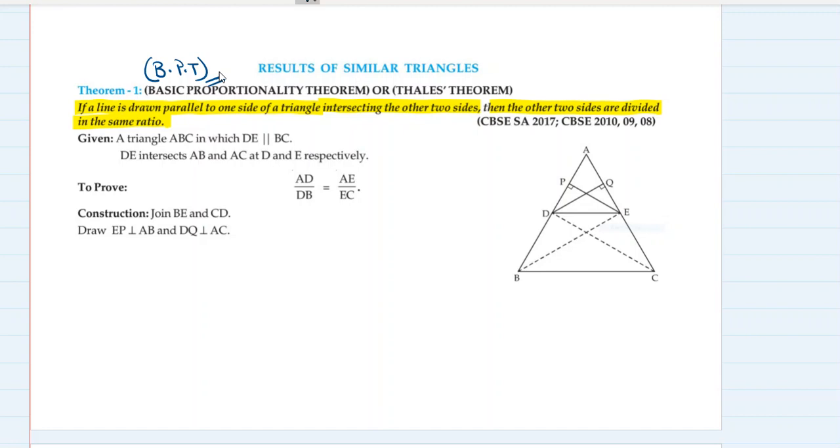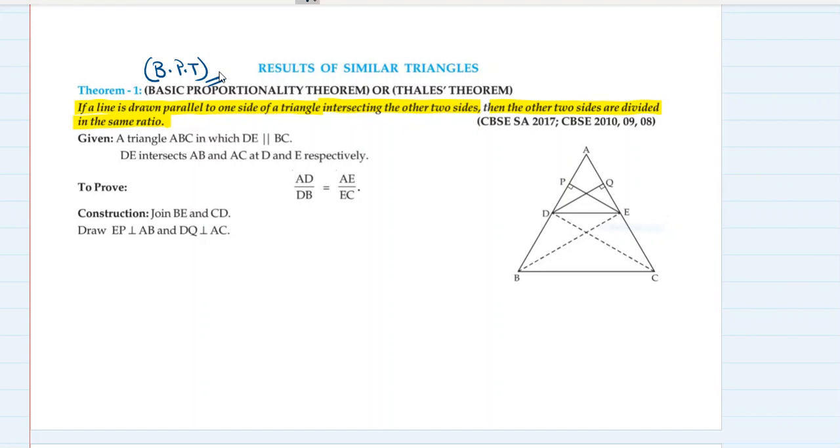You cannot argue over there that my sir told me that BPT can be written, so I will write BPT. No, you cannot argue. If they are saying that BPT is not allowed, you have to write the full name, basic proportionality theorem or Thales theorem, then you write accordingly. Don't argue with your school teacher, because they have to follow some protocols, and so do you.